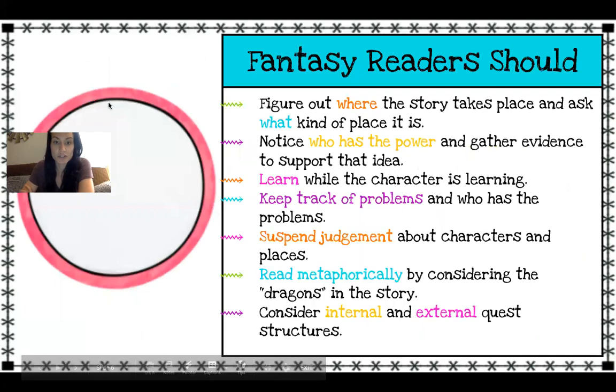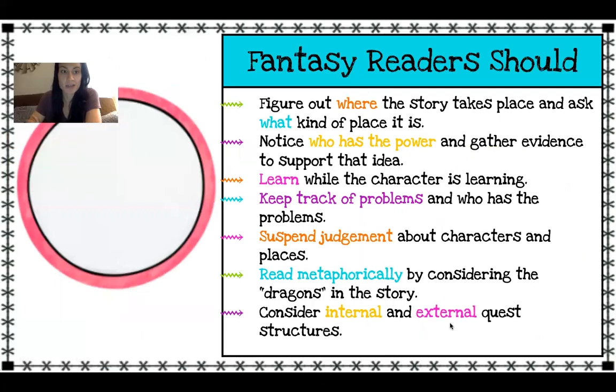So fantasy readers should, anytime I show this slide, this is what we've done so far. So this is from session 1. Figure out where the story takes place and ask what kind of place it is. Notice who has the power and gather evidence to support that idea. Learn while the character is learning. Keep track of problems and who has the problems. Suspend judgment about characters. Remember, don't judge a book by its cover. Read metaphorically by considering the dragons. And today is consider internal and external quest structures. So that's our goal today. And remember, as you're reading, guys, you can always think back to these skills that we've learned and still apply them as you're reading.